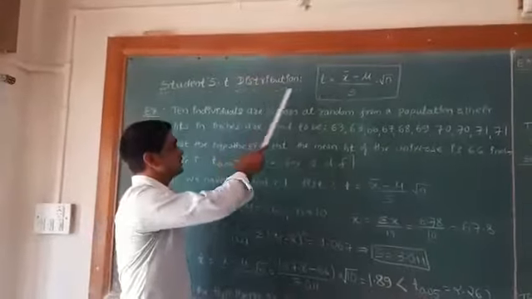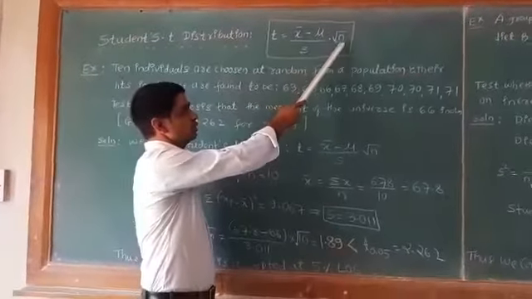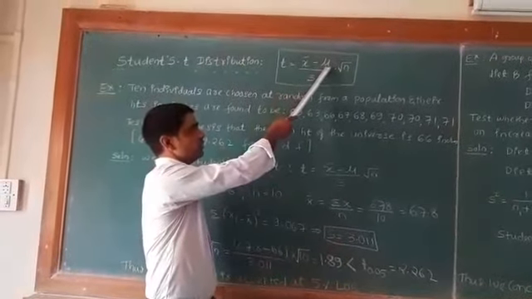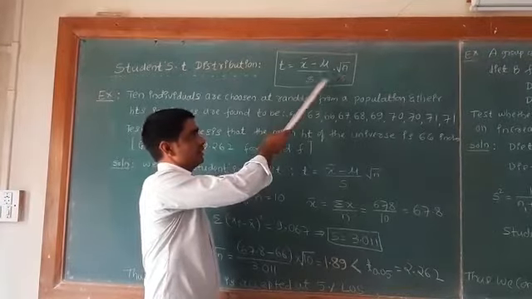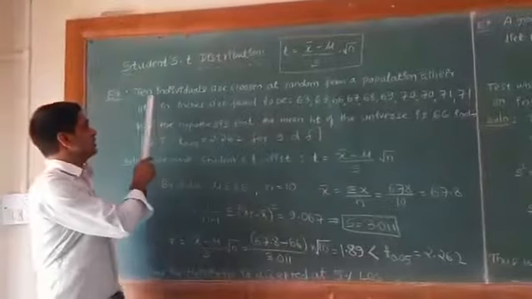We know the student t distribution: t is equal to x bar minus mu divided by s into under root of n. X bar is the sample mean, mu is the population mean, s is the sample standard deviation, and n is the number of data or sample size. So let us consider one example.